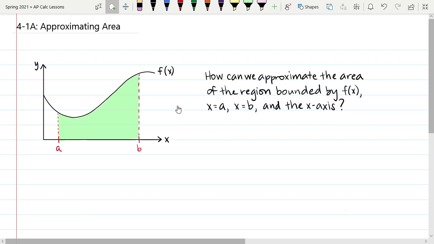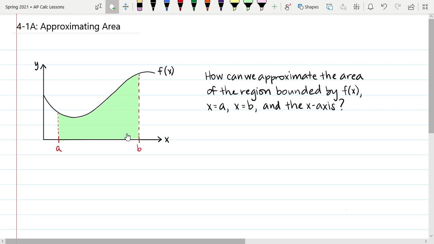Okay, so again, the question is, how can I approximate the area of this region since it isn't a normal geometric shape? Well, there are a few different ways, but most of them involve cutting up this region into smaller shapes that are familiar geometric shapes. And remember that this is an approximation, so we already know that the area we find by doing this is not going to quite be correct. It might be a little too high, might be a little too low.